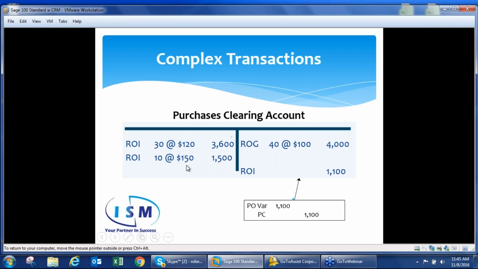Maybe this is a commodity. Maybe they decided to change the price via an agreement. But here we have a situation where it's not identical. And so we're going to watch this transaction happen with the first receipt of invoice and then the second receipt of invoice. And we're going to see what happens with our purchases clearing report and what happens to the dollar amounts throughout the process.